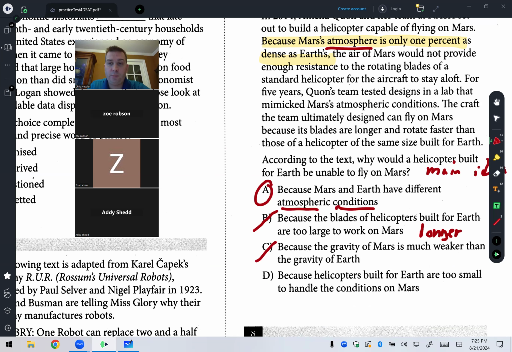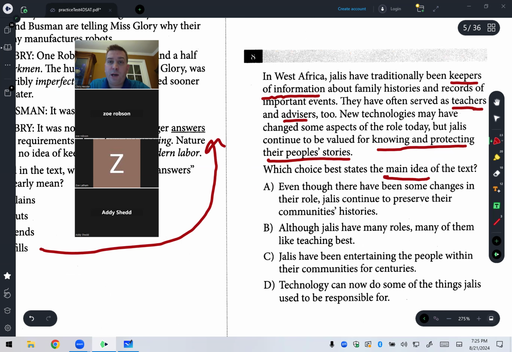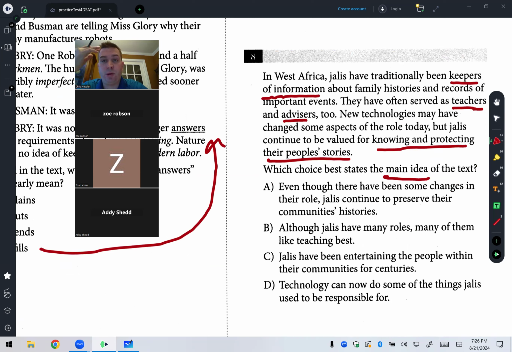On to 8. All right. In West Africa, Jollies, I don't know how to pronounce this. I'm just going to go with Jollies, I guess. I'm doing my best here. Jollies have traditionally been keepers of information about family histories and records of important events. They have often served as teachers and advisors too. New technologies may have changed some aspects of the role today, but Jollies continue to be valued for knowing and protecting their people's stories.